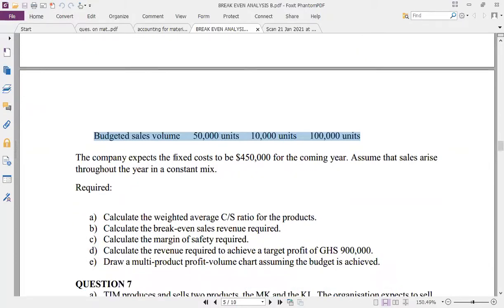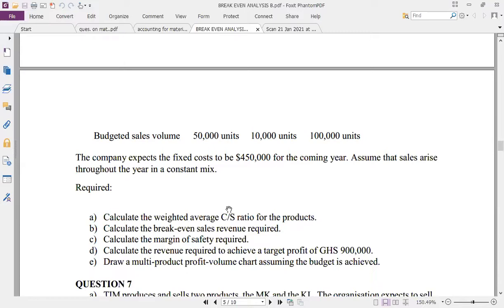The company expects the fixed cost to be $450,000 for the coming year. Assume that sales arise through the year in a constant mix. Calculate the weighted average sales ratio for the products. Calculate the break-even sales revenue required. Calculate the margin of safety.